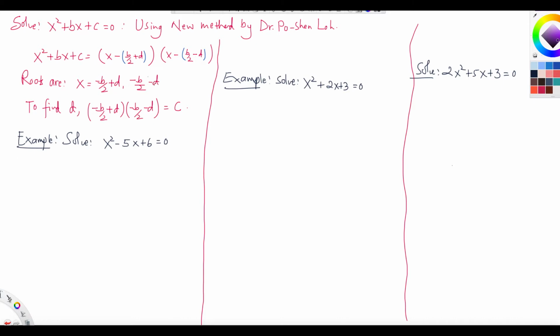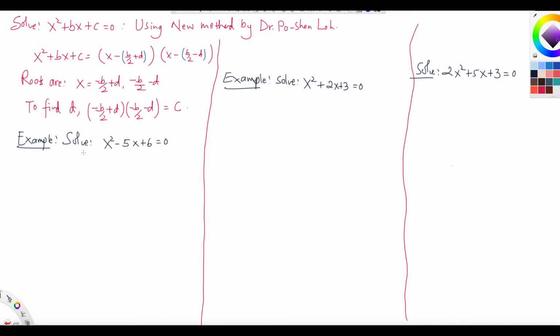What is d? d is a number that we need to find. How? We need to take negative b half plus d times negative b half minus d, the product of those two roots, and set it equal to c. When you equate the product of those two roots to c, you will be able to get the value of d, where b and c will be known. Let us do some examples.